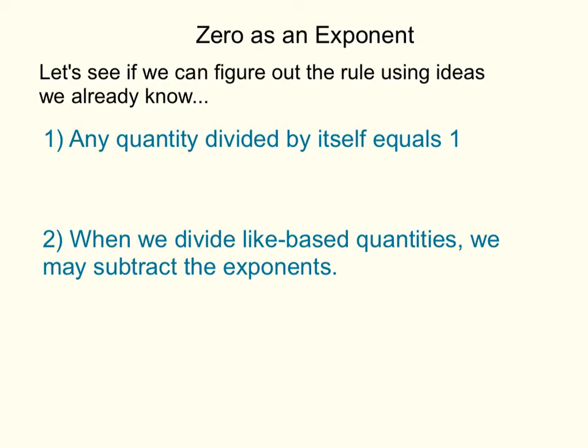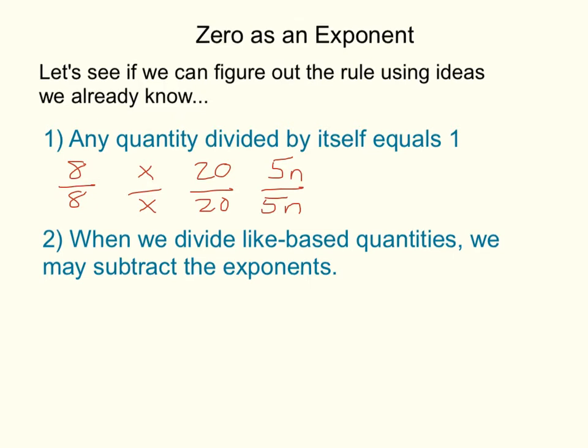The first, any quantity divided by itself equals 1. So that means 8 over 8 is 1. That means x over x is 1. That means 20 over 20 is 1. That means 5n over 5n equals 1. All of these are expressions that are equivalent to 1 because it's a quantity over itself.